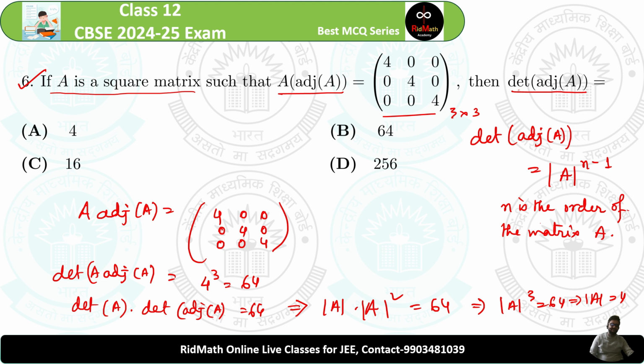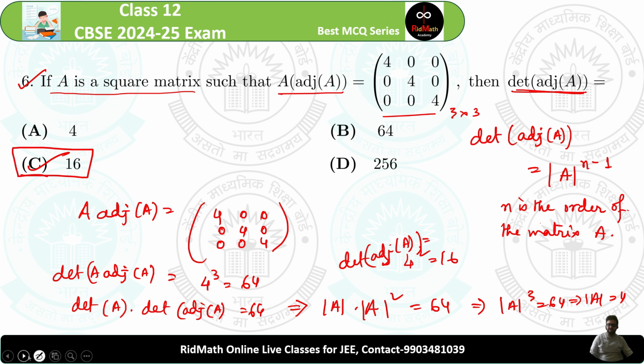So what is the determinant of adjoint of A? Again, this is A square, that means 4 square, that means 16. So the determinant of adjoint of A is 4 square, I mean 16. So option number C is correct. Okay. Next problem.